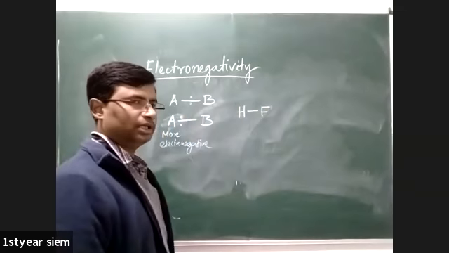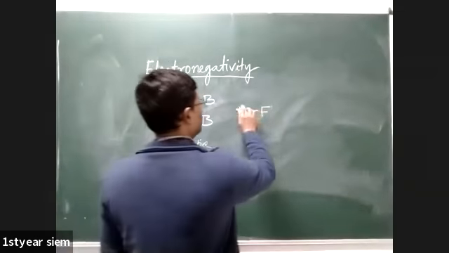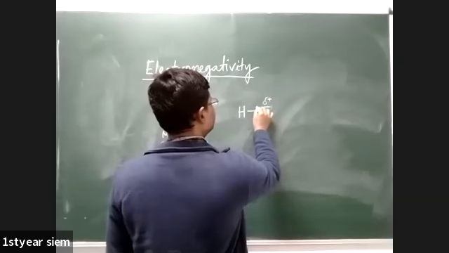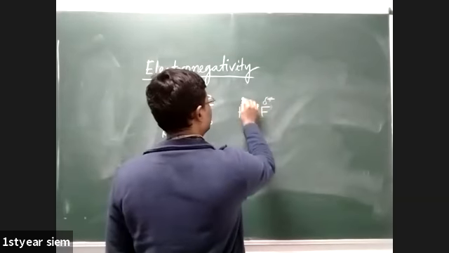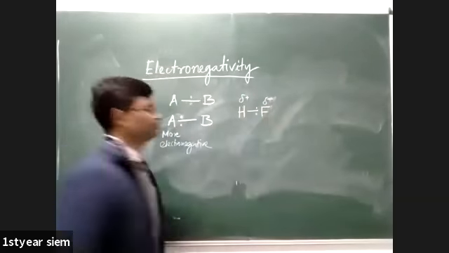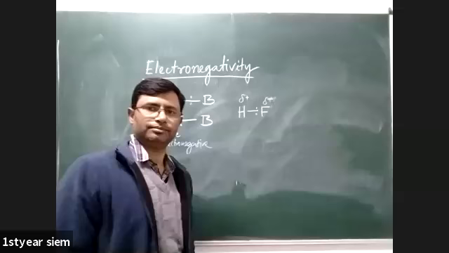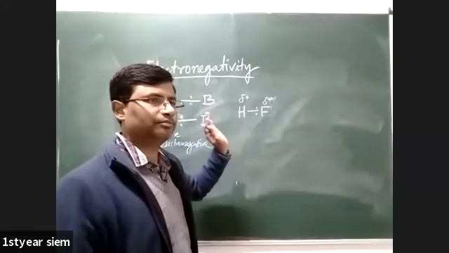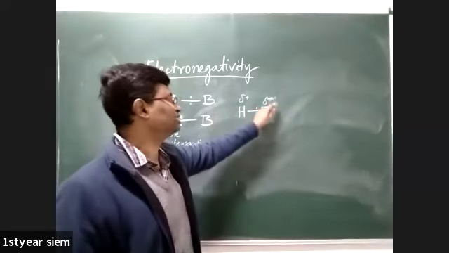Now, fluorine is more electronegative. That is why what happened? Hydrogen gets delta positive, and the electron pair shifts toward fluorine. That is why fluorine gets delta negative and hydrogen gets delta positive. Delta means the charge is small. The magnitude of the charge is very small because the electron pair shifted partially, not completely. That is why it is a partial charge, not a complete charge.